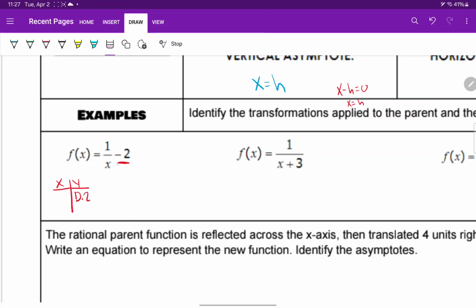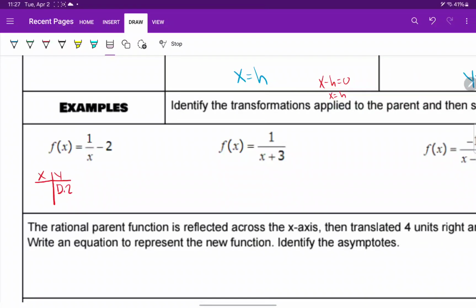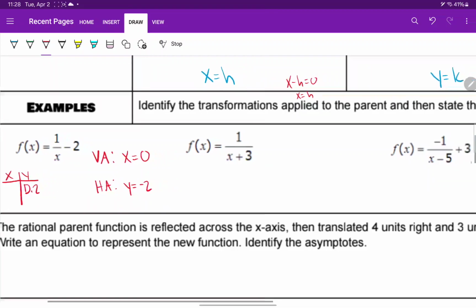Now it wants us to state the vertical asymptote and the horizontal asymptote. For the vertical asymptote, we had no shift going left or right, so our vertical asymptote stays at x is equal to 0. For the horizontal asymptote, we know originally it's supposed to be y equals 0, but here it went down 2 units, so y is equal to -2.